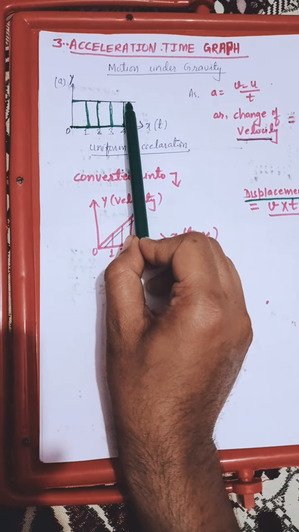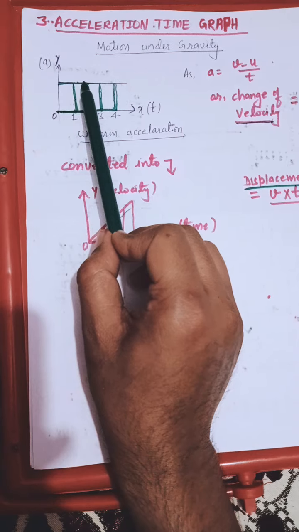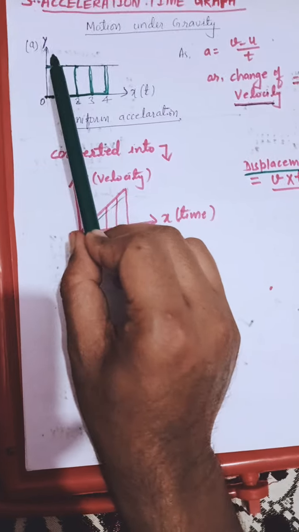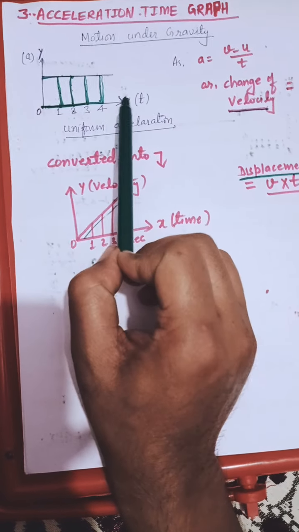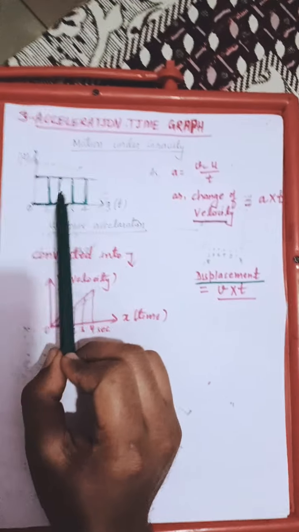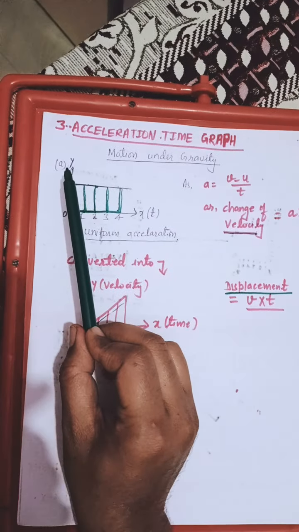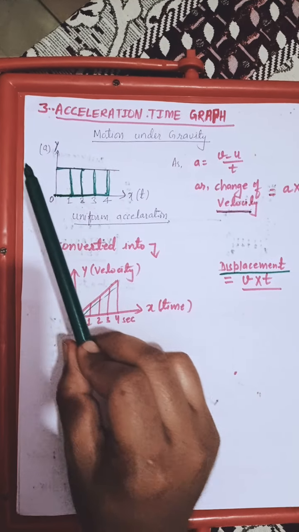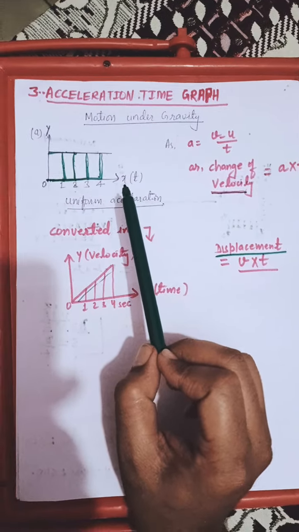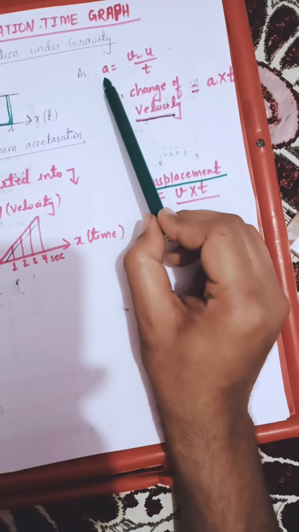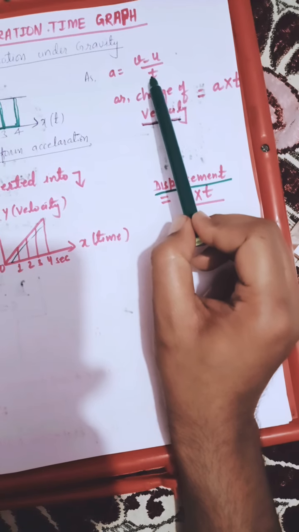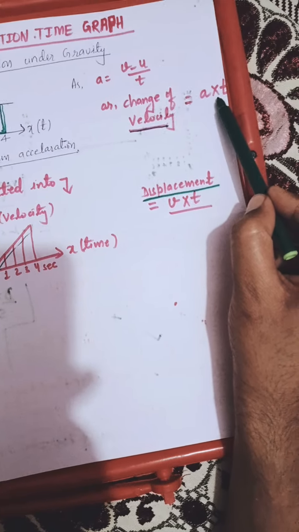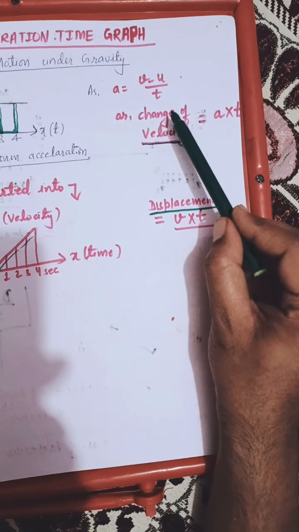Now, with the help of the acceleration time graph, we are going to convert it into a velocity time graph. Here again you have this acceleration time graph, so we should understand the use of plotting acceleration on the y-axis and time on the x-axis. As we know the formula, acceleration is equal to (v minus u) by t. So when we multiply a into t, acceleration into time, we are going to get the change in velocity.